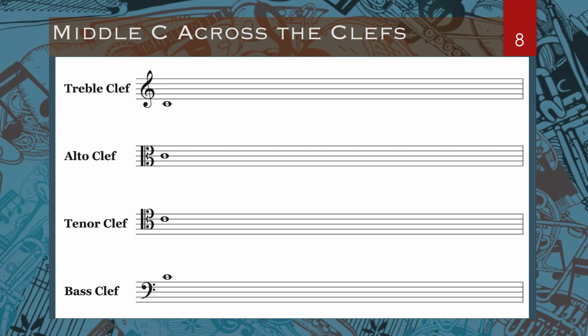So here's an example. We've got middle C across all the clefs. In the treble clef, middle C occurs below the staff. In the alto clef, it occurs in the middle. On the tenor clef, it's on the fourth line, and in the bass clef, middle C occurs above the staff system. If you play any of those notes, they will all be the exact same pitch in the exact same register. We just have different ways of notating it based on the range of the instrument that we need to write for.